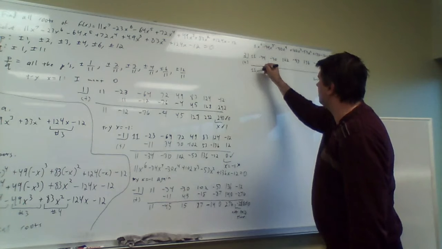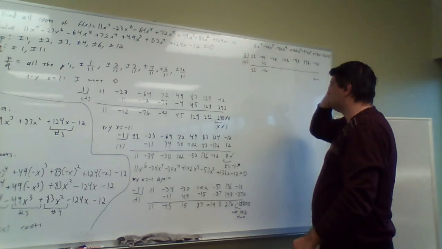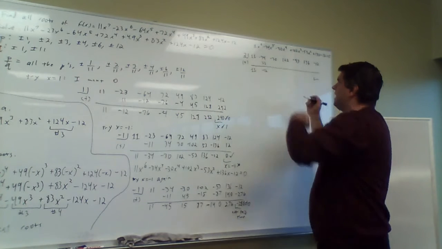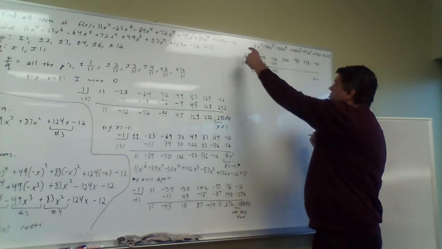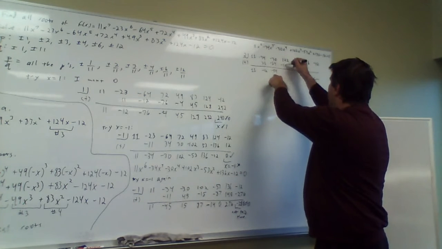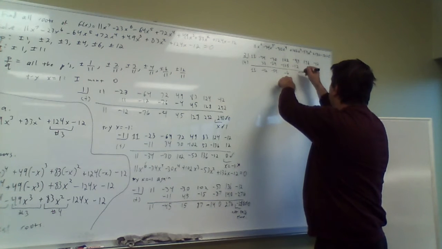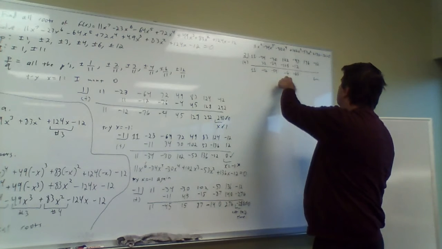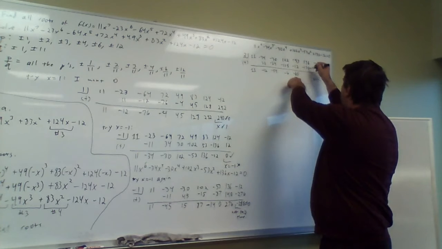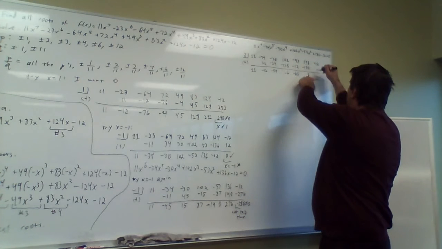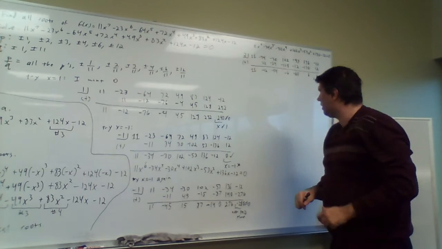Bring down the 11. 2 times 11 is 22. That's negative 12. 2 times negative 12 is negative 24. That's negative 54. 2 times negative 54 is negative 108. That's negative 6. 2 times negative 6 is negative 12. That's negative 65. 2 times negative 65 is negative 130. That's 6. 2 times 6 is 12. That's 0. So x equals 2. Okay?